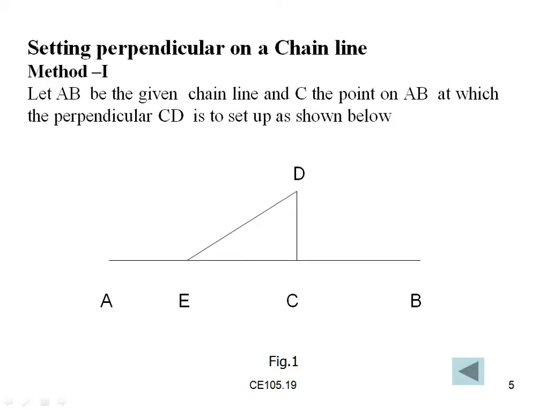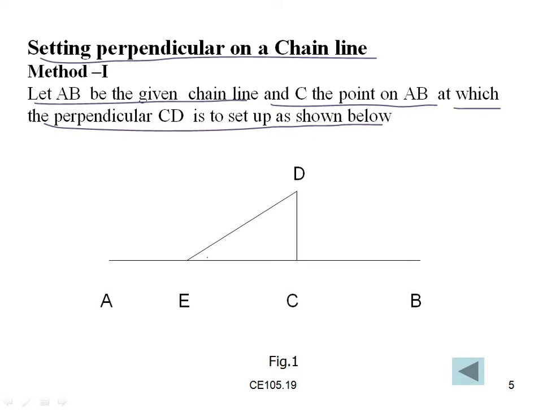So here we can see setting a perpendicular on a chain line. Where is the chain line here? Let AB be the given chain line and C the point on AB at which the perpendicular CD is to be set up, as shown below. So here our A and B, this is the chain line. We have to set up a perpendicular line. At point C, which is in between A and B, we take that point C and extend it to a point D. It is up to a length, then after that we have to adjoin this length. So this will be point E.